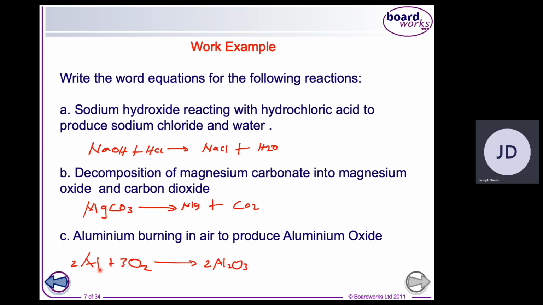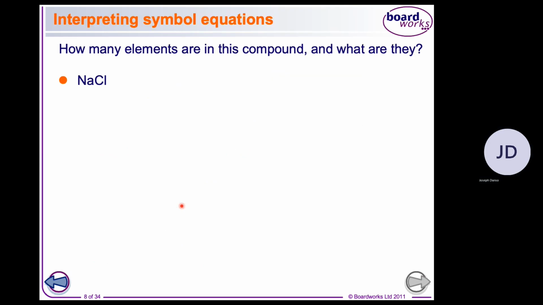Now, these are not balanced. We will look at balancing of equations later on. When we write a symbol equation, we've got to balance it. The top ones are not balanced. We will come to balancing equations subsequently in the series. Now, let's look at how we can interpret a symbol equation.